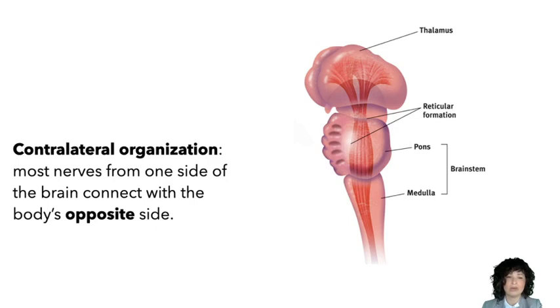So contralateral organization refers to the fact that most nerves from one side of the body connect with the opposite side. This might be on your radar. People like to talk about this, that the right side of the brain controls the left side of the body, and the left side of the brain controls the right side of the body.